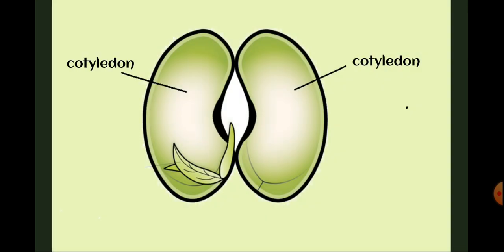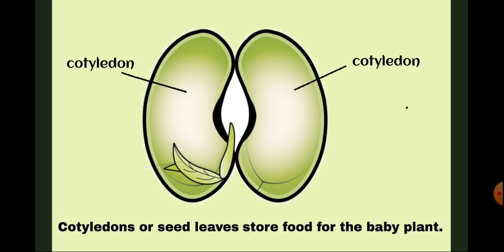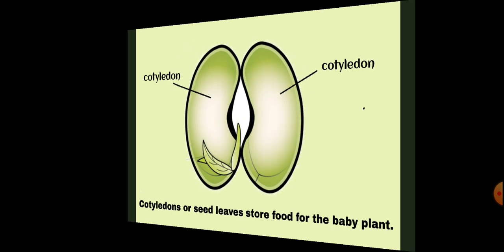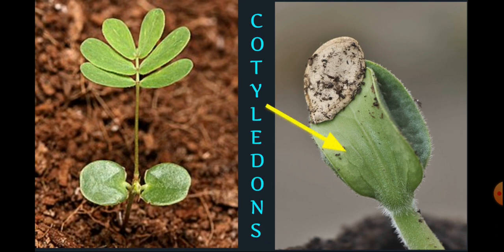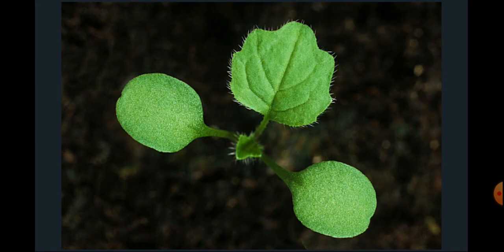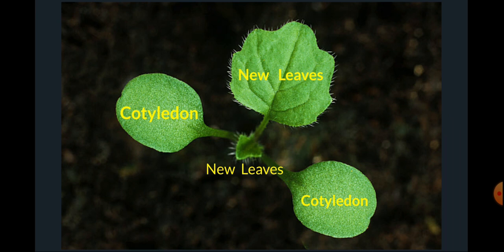Next we will learn about cotyledons. Cotyledons are also called seed leaves. They store food for the baby plant. See, when a baby plant grows out, it cannot prepare its food. During this time, the tiny plant gets its food from the cotyledons. Okay? Then the new leaves slowly grow and it starts to make food by the process called photosynthesis. Then the cotyledons fall off.